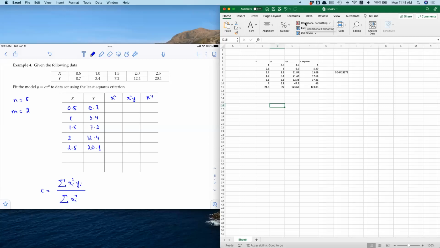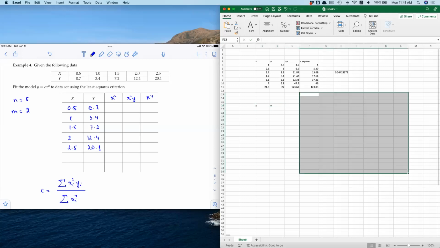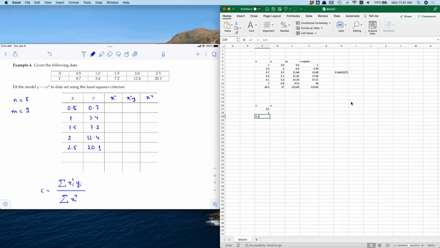So now I'm going to use the Excel spreadsheet to help me with the calculations. I'm going to input the values of x and y. So x is 0.5, 1, 1.5, 2, 2.5. The y values are 0.7, 3.4, 7.2, 12.4, 20.1. The next column is x squared. So you set this equal to x times itself, press Enter, and then just drag the formula down.